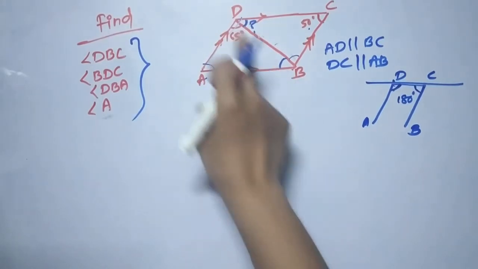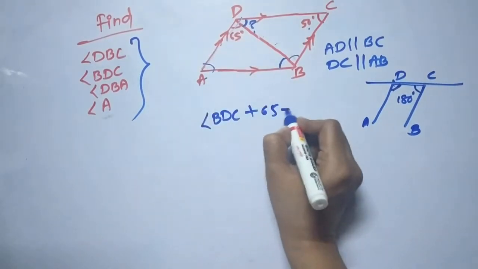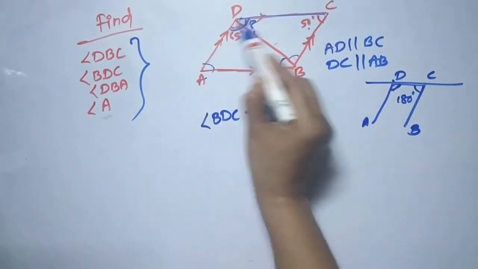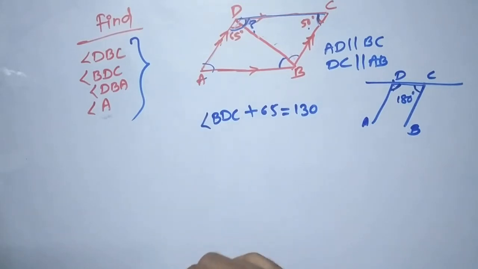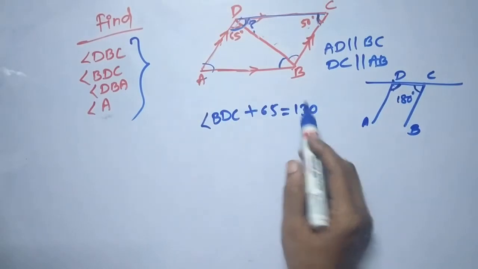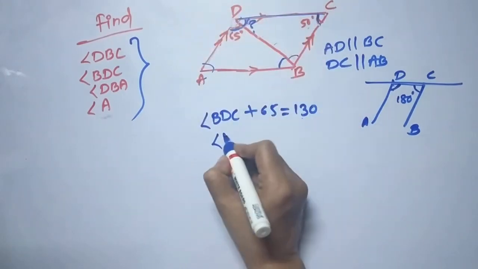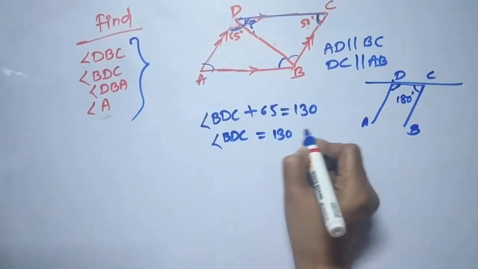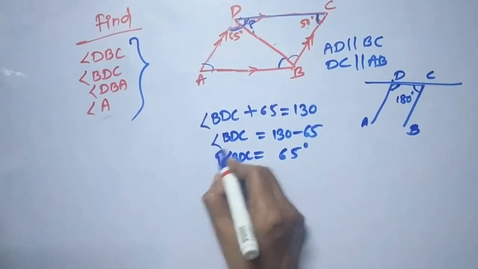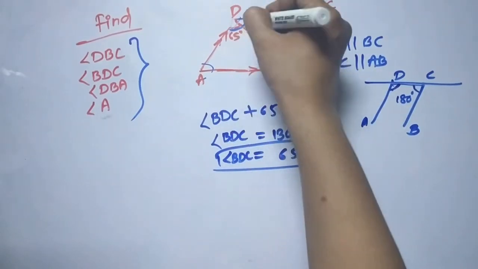So angle BDC plus this 65 is equal to 130. How 130? Because these two are co-interior, this and this, and the co-interior sum is 180. This is 50, so this combination is 130. So angle BDC is going to be 130 minus 65. So friends, again we'll get 65 degrees. So here you can write it as 65 degrees.